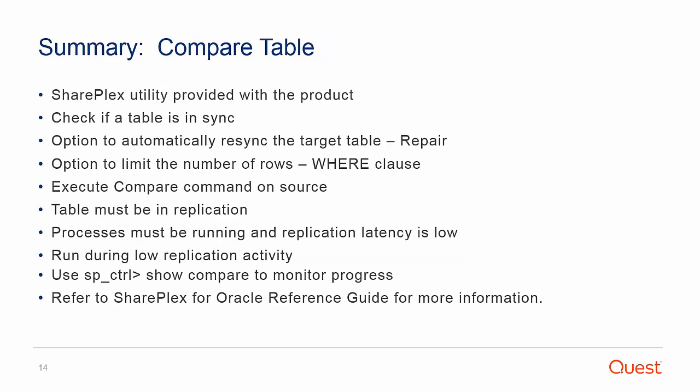To summarize, compare and repair are utilities provided by SharePlex that check whether source and target tables are in sync with each other. If an out-of-sync situation occurs, SharePlex provides an option to automatically update the target table to make it an exact copy of the source. You can compare and repair the entire table or a subset of rows. The compare-repair command is always executed on the source.